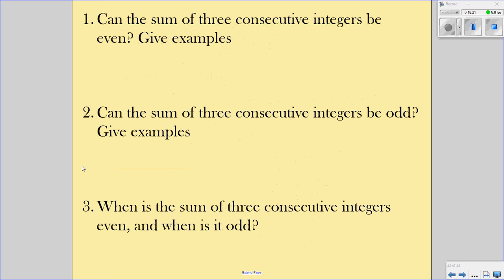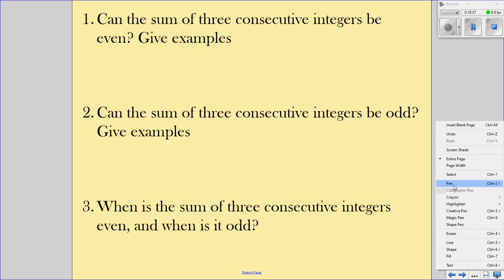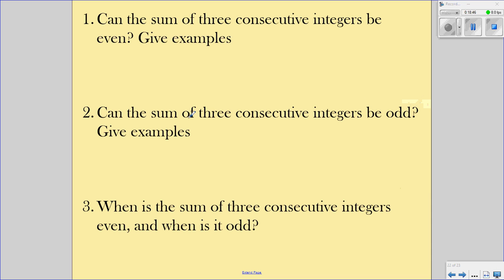Alright, so we have 3 questions based on what we've done. I would say it's more of an investigation section. The first one says, can the sum of 3 consecutive integers be even? So this is where you would just choose numbers, but they have to be 3 consecutive integers. Since I don't want to use big numbers, I'm going to start off with 1, 2, and 3. So I have 1 plus 2 plus 3. When I add that, it gives me 6. Okay, yeah, that works.